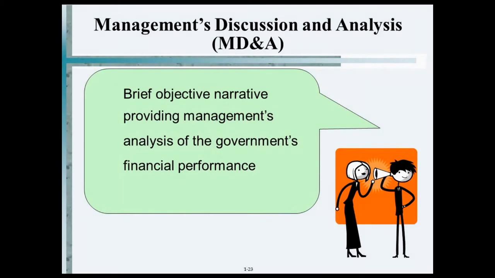MD&A provides a brief, objective narrative of management's analysis that will tell you if the revenues went up or down, the reason why it happened, over a two-year time frame or more. It tells you whether the expenditures went up or down, what the reason was. It tells you how the economic conditions are, if they're good or bad. If you look at the state of New Jersey MD&A, that will give you that kind of information.